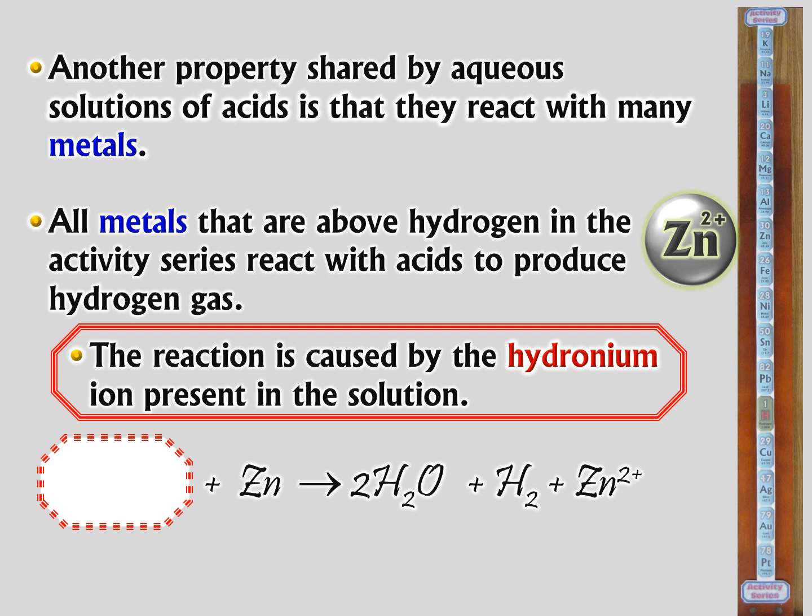Oh yeah, acids react with bases. We'll get to that soon. So the base metals are the metals that react with acid. They're all the metals that are above hydrogen in the activity series, which is, of course, most of the activity series. The reaction is really caused by the hydronium ion present in the solution.